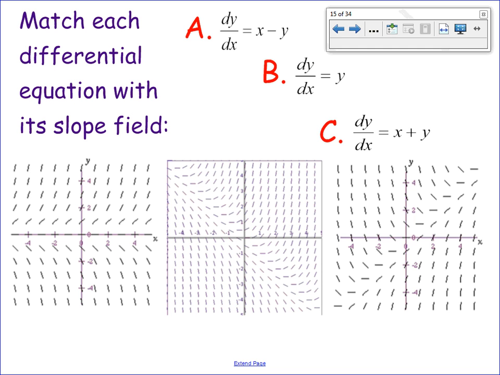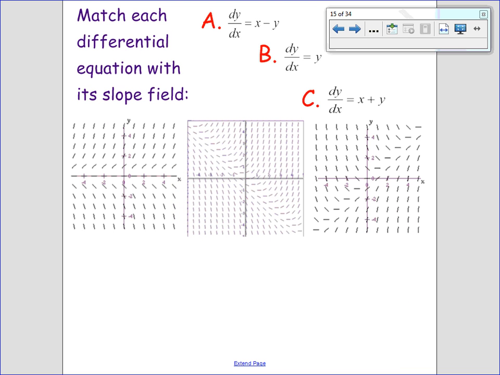We can also consider key slopes like when, right, for what values of x or y would my slopes be horizontal, zero slopes, versus for what values of x and or y would my slopes be vertical tangents, undefined, right? That can help narrow down the choices. And finally, for what values of x and y in general are my slopes positive versus negative?